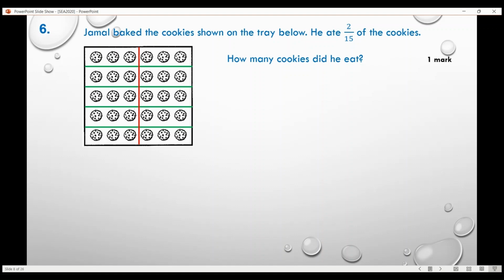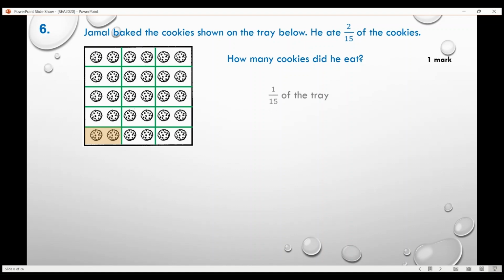Let's look at the question again. He ate 2/15, not 2/10, but 2/15. So we don't want it in terms of tenths, but we want it in terms of fifteenths. So let's remove that line and let's consider breaking it up with 2 lines coming down. That will give us vertically 1, 2, 3 columns. So we have 5 threes are 15 parts. So now we can identify one part.